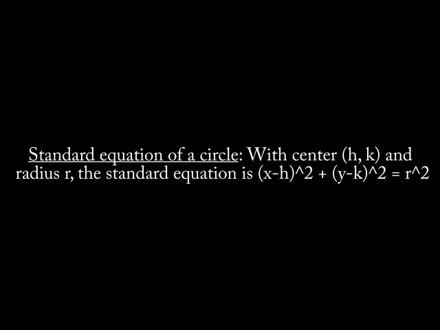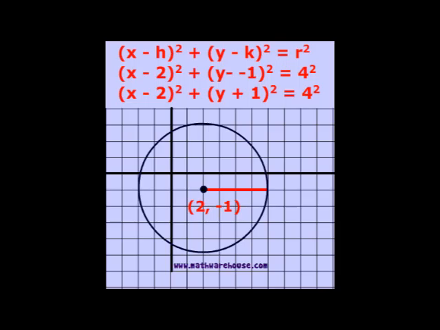Standard equation of a circle. With center (h, k) and a radius r, the standard equation is (x − h)² + (y − k)² = r².